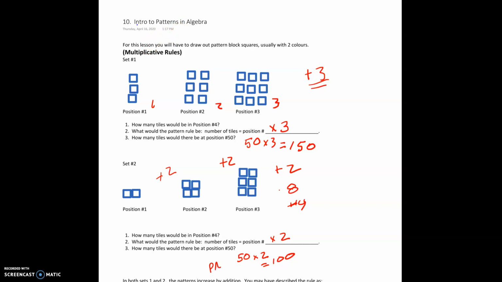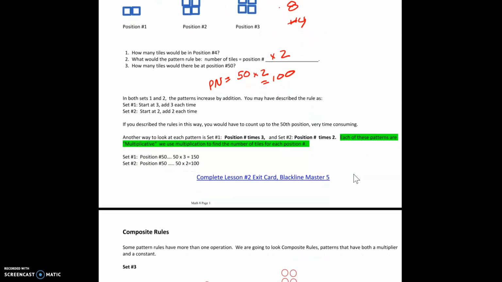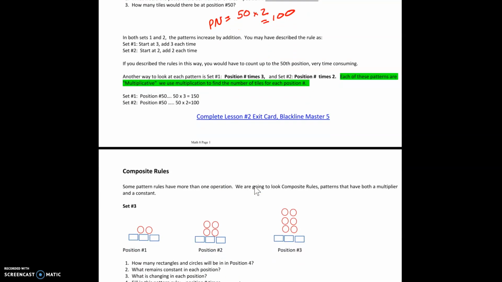Should probably clean those up a little bit. And those are looking at multiplication rules. As we scroll down, we've got a review of that. Each pattern is multiplicative, and the examples are there. And at this point, it's asking you to complete lesson card number 2, exit card, black line master number 5. That link will bring you to it.